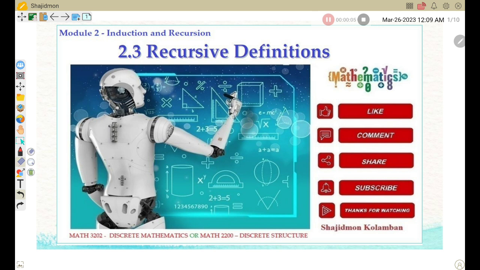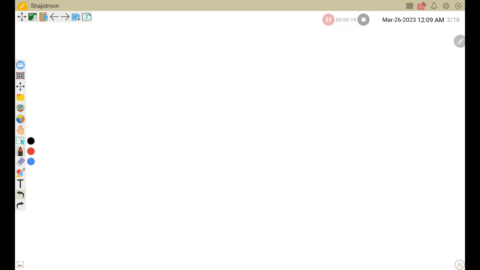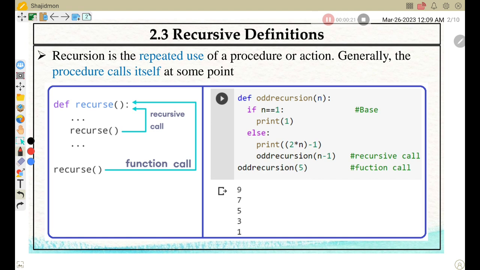In this recorded class we are discussing some examples from section 2.3, recursive definitions, from module 2, induction and recursion. So, let's start the content here. Section 2.3, recursive definitions.